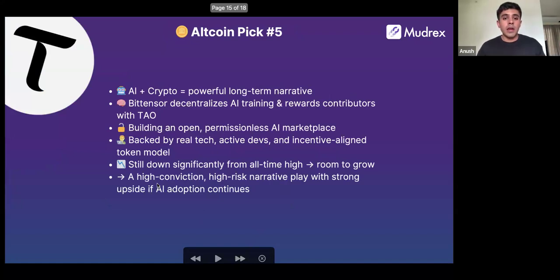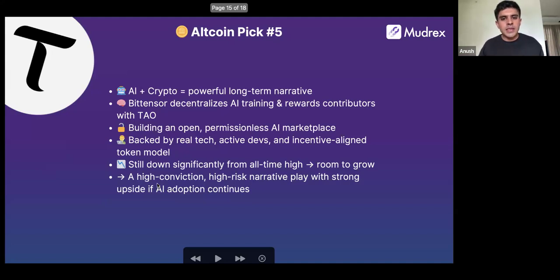All right. Last on the list, but definitely not least, is Bittensor or TAO. Now, this one's a bit different from the rest of the altcoins we've talked about. It's what I'd call a sort of narrative play. And a narrative I have very, very high conviction in. We all know that AI is changing everything from writing, design, customer service, everything, right? AI is becoming a core part of how the world is operating. And in crypto, the AI narrative is just getting started. And that's where TAO or Bittensor comes in.